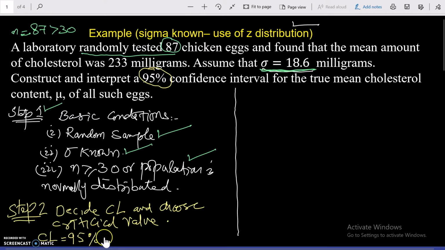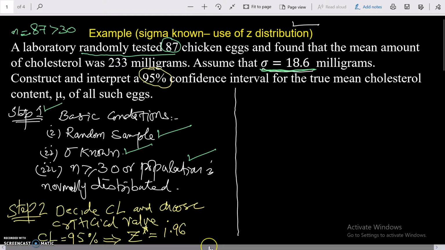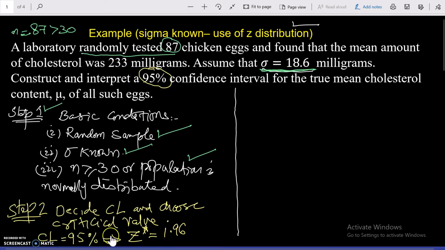Recall from my earlier video, if the confidence level is 95%, then our critical value, which we call z star, is equal to 1.96. If you don't know what I'm talking about, you can check my earlier video where I talk about the critical value corresponding to a certain confidence level. So we decided the confidence level and chose the corresponding critical value. The second step is also good.